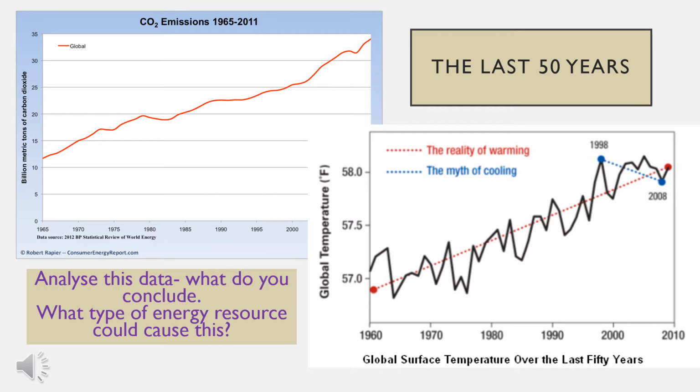Also, people like to start thinking about the global surface temperature and how the Earth is getting hotter, and that's going to cause melting of ice caps and problems. Okay, so these are all things that we need to be able to, as scientists, understand what's happening and be able to analyse. So have a look at this. What can you tell me about it? Write down what type of energy resource you think causes these two main things.